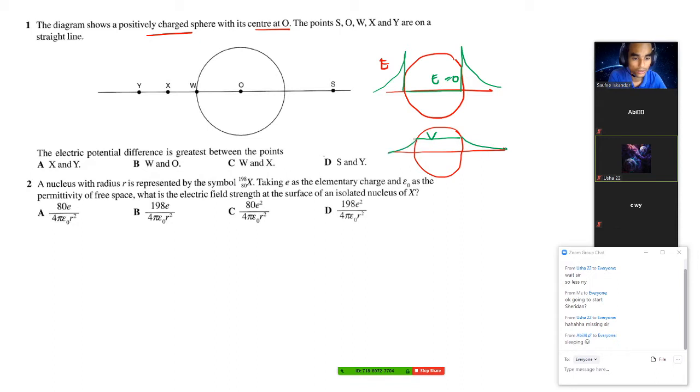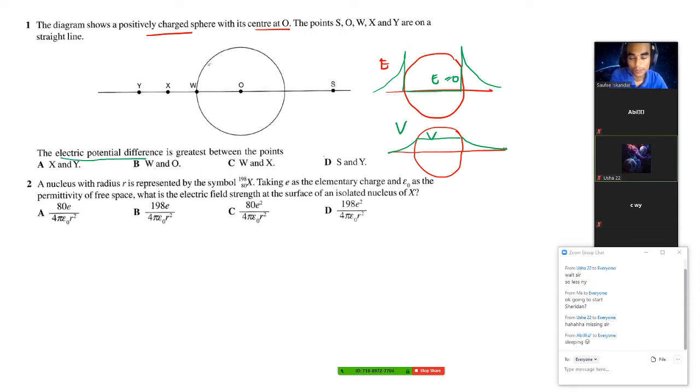It may be bigger than E, it may be lesser than E, but it has a value inside the sphere. So there's a difference between V and E. The potential difference inside the charged sphere has a value, and E inside the charged sphere doesn't have any value. It will be 0. I think we already discussed these two differences between electric field and potential difference. So now we're talking about electric potential difference.